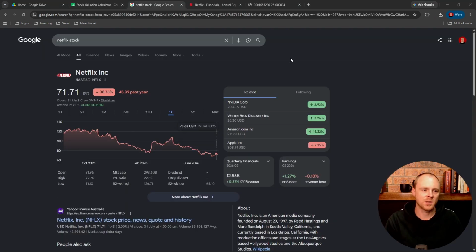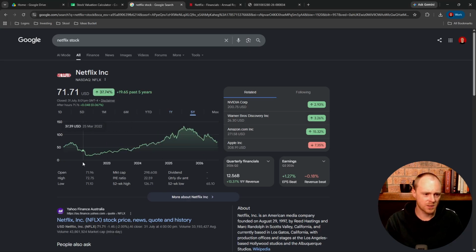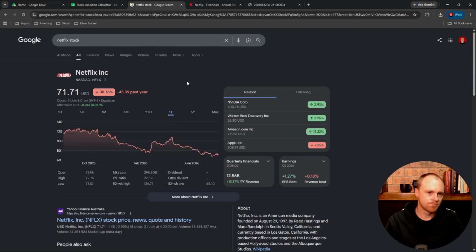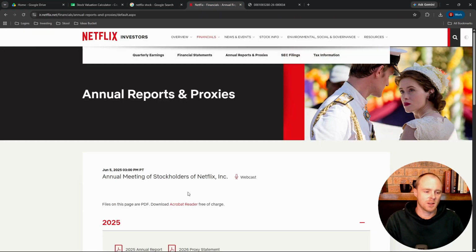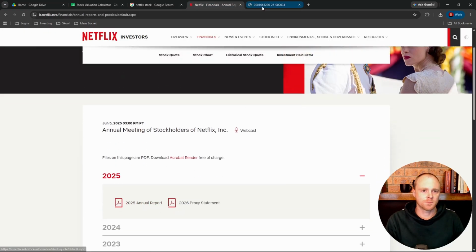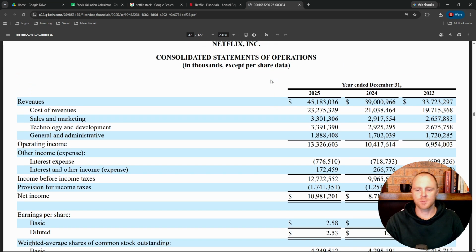So let's have a look at another stock which is undervalued. At this stage, Netflix has decreased in price over the last 12 months. We can see that it had a pretty strong increase coming back out of COVID and then back down over the last 12 months. So do the same thing again. We want to find the latest annual report and have a look through the income statement, balance sheet, and cash flow statement.